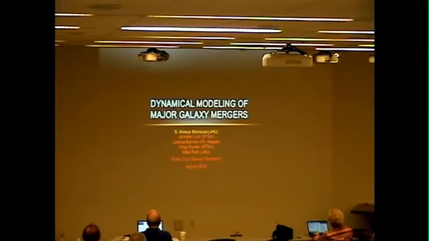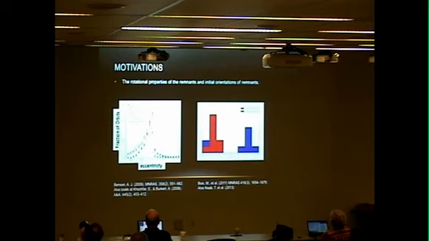Hello, my name is Alireza Mortazavi. I'm a graduate student from Johns Hopkins, and this is the work that I'm doing mostly in collaboration with my advisor, Jennifer Lotz, and Josh Barnes, and also other members of our group, Greg Snyder and Mike Peth. We are trying to dynamically model galaxy mergers because we want to know the initial conditions of these galaxies before they started to merge, like the orbital parameters. If we can get the distribution of these orbital parameters for a sample of galaxy mergers, we can learn about the initial orientations of these disks.